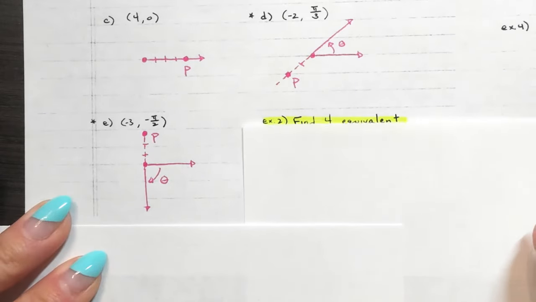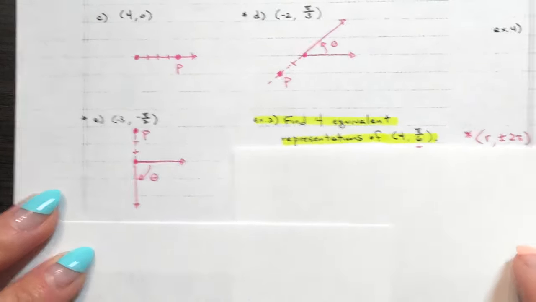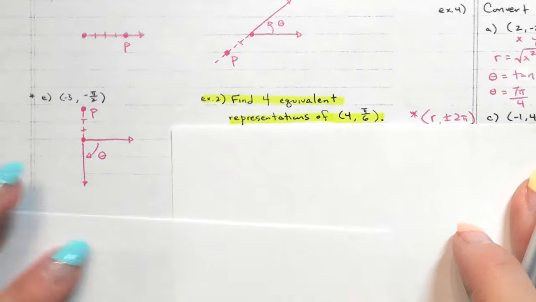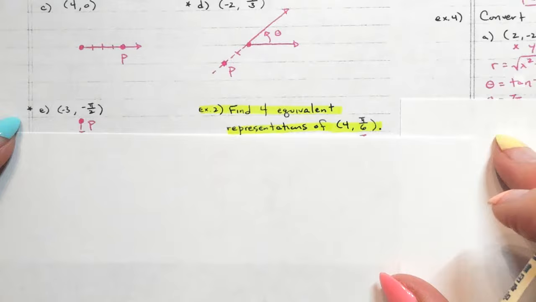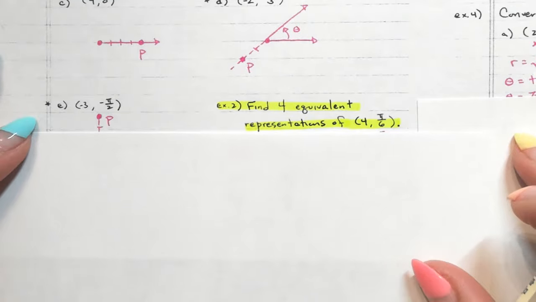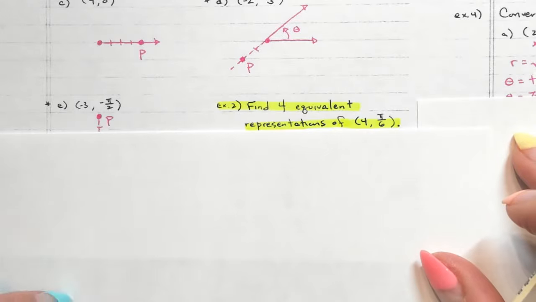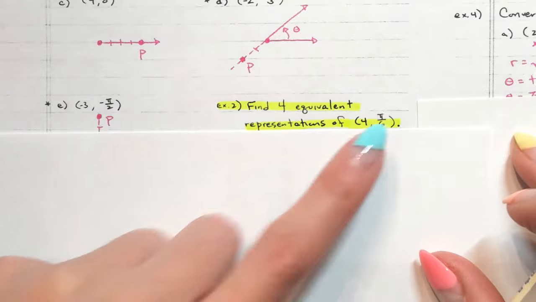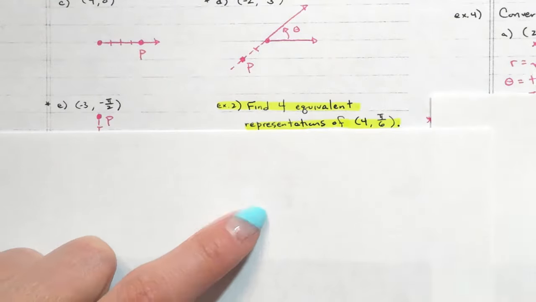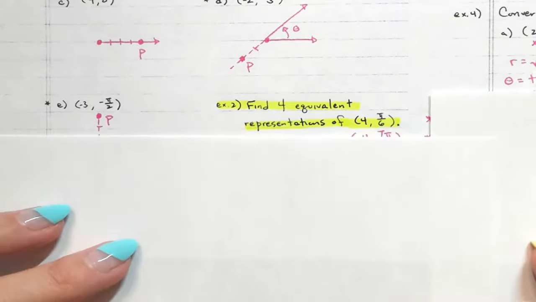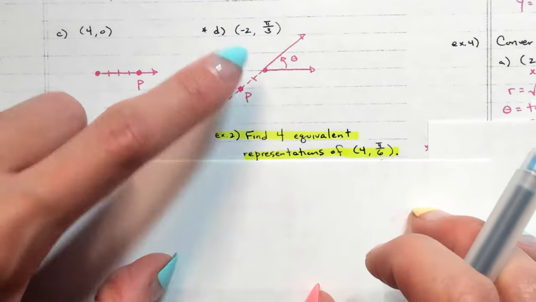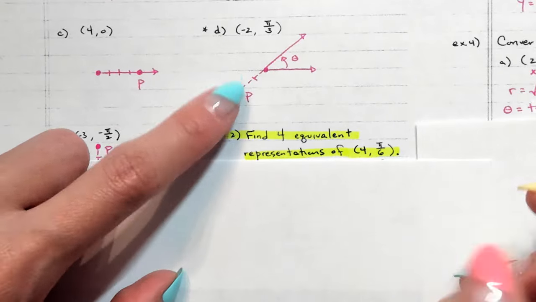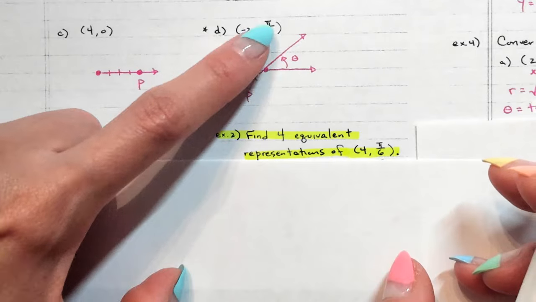And then this one is very interesting, and I really like these questions. Okay. So I'm gonna block off this part first. So it says find 4 equivalent representations of 4 comma pi over 6. Okay, so 4 comma pi over 6. So let me give you an example of, let's say, this one over here. Okay, so this one, I could call this negative 2 comma pi over 3.